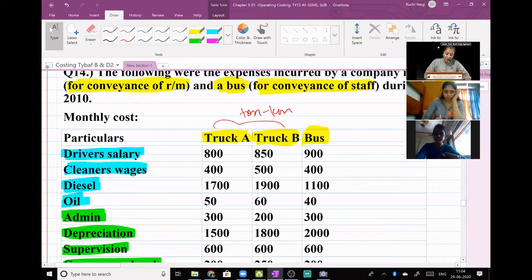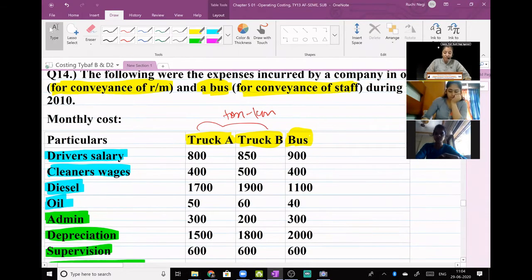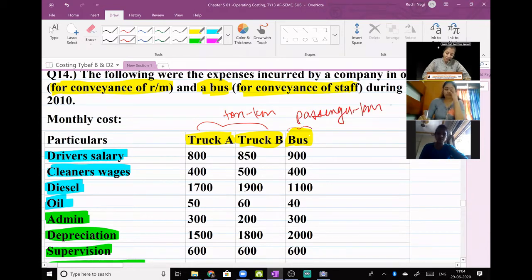And the bus is going to carry passengers. For conveyance of staff, they have a bus. So obviously for the bus, what are you going to calculate? You're going to calculate passenger kilometers. Okay, so this is the first sum where we are going to calculate both the cost units. Both composite cost units, ton kilometers and passenger kilometers.